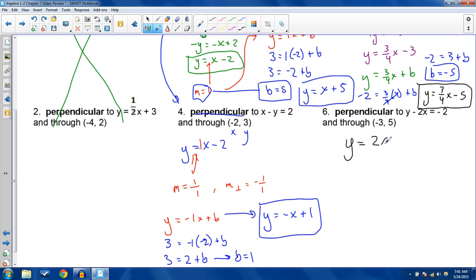Y equals 2x plus 2, or minus 2. Okay, perpendicular through. If the slope is 2 over 1, I'm going to make this slope negative 1/2. Okay, so I have an equation that's y equals negative 1/2 x plus b.